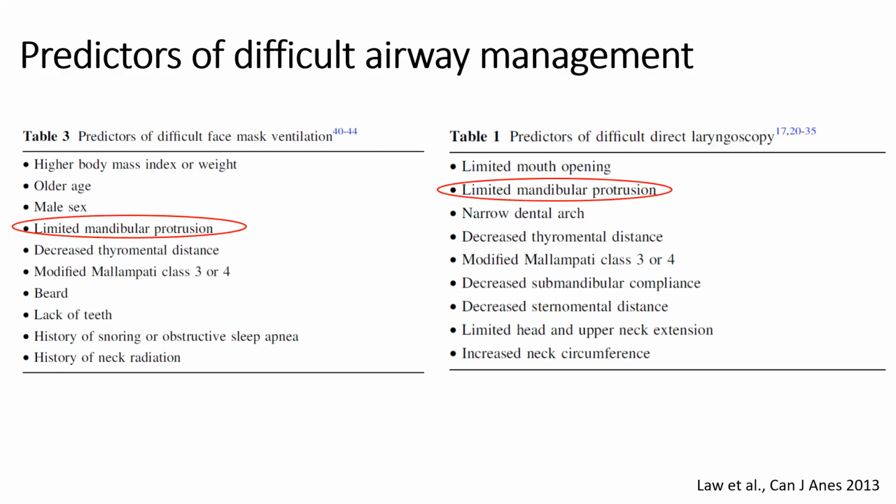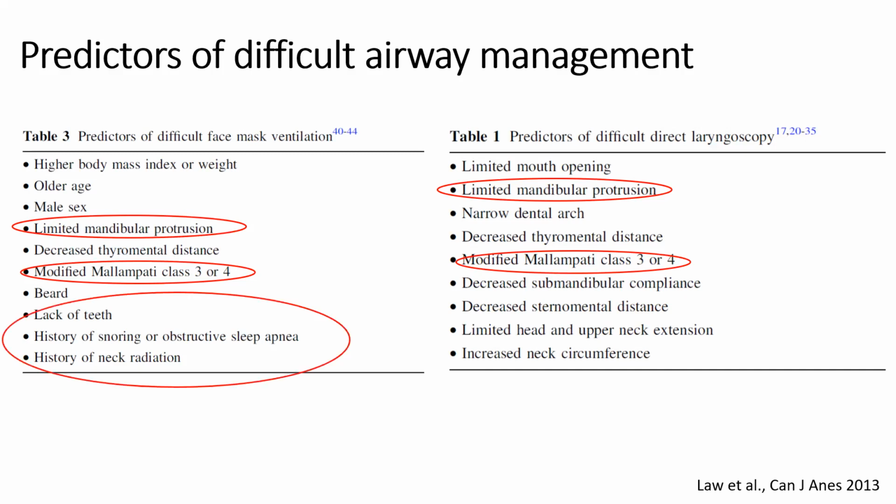So in particular, patients who have limited mandibular protrusion, that can predict difficulty. Having a modified Mallampati score of either class 3 or 4 also can predict difficulty. And then there are characteristics that we encounter commonly in our patients here. So being edentulous, having a history of sleep apnea, having a history of neck radiation and limited neck extension, again, are all things that predict potential difficulty with the management of the airway.